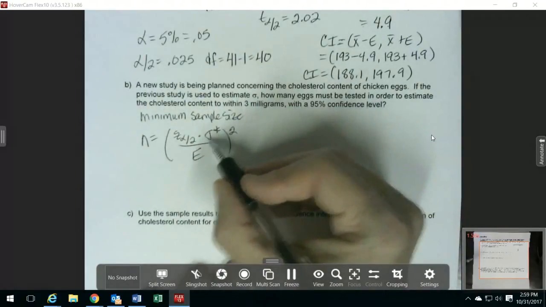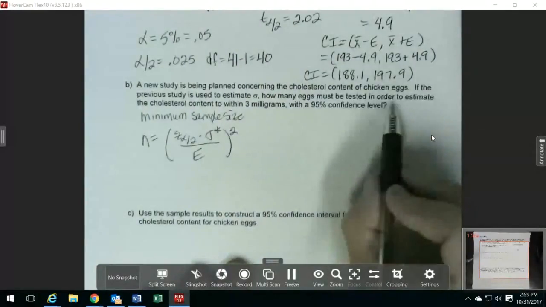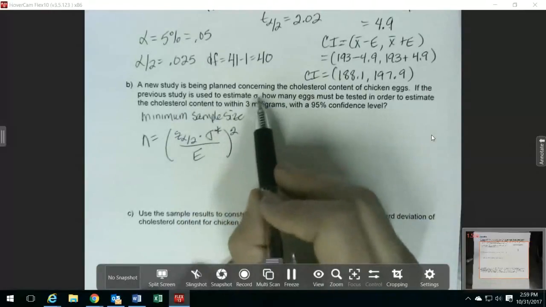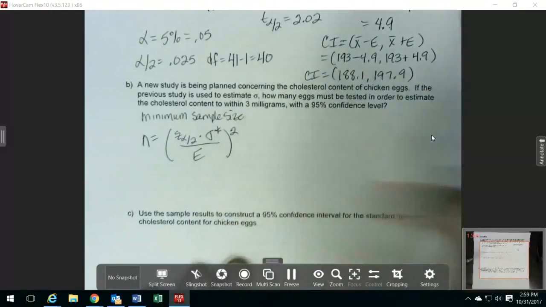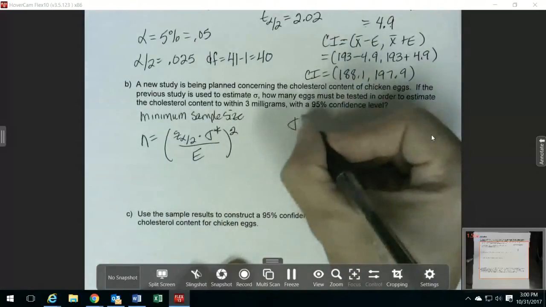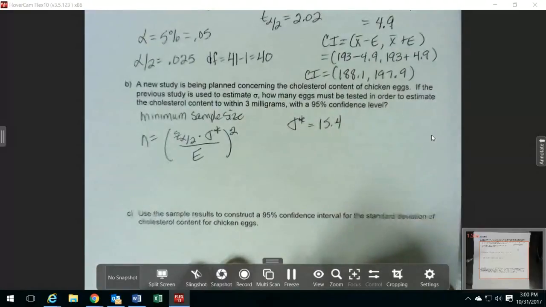The sigma star is a prior estimate, or an estimate for the standard deviation. So in this one, they tell you to use the previous study to estimate the sigma. In that one, our S was 15.4, so we're going to use 15.4 for our estimate for the standard deviation.